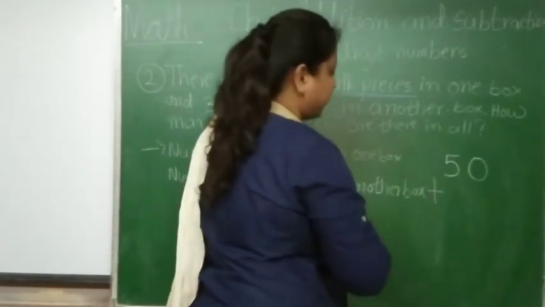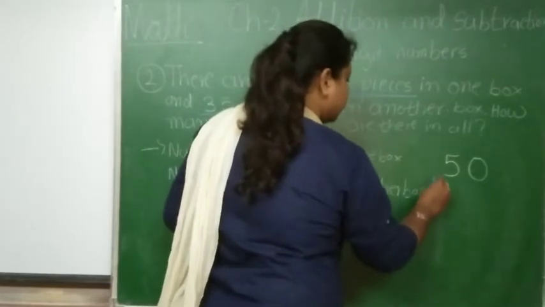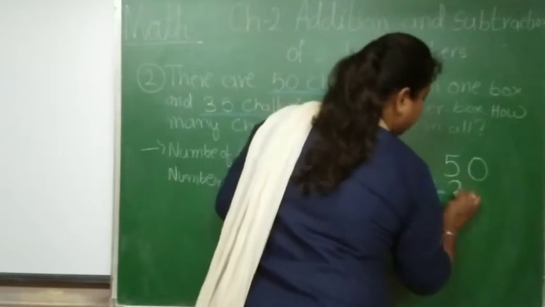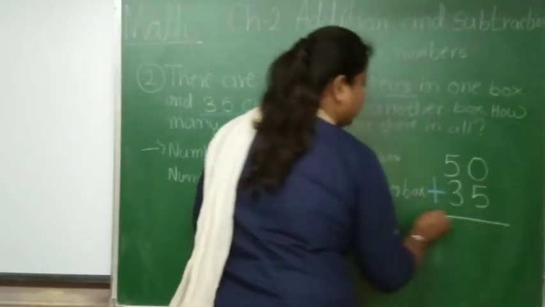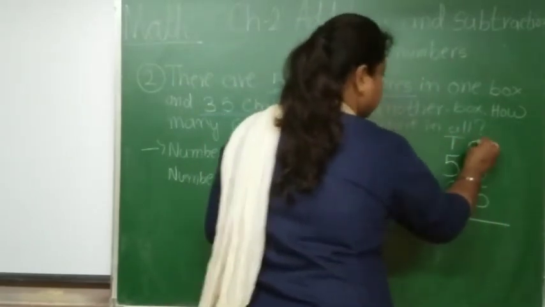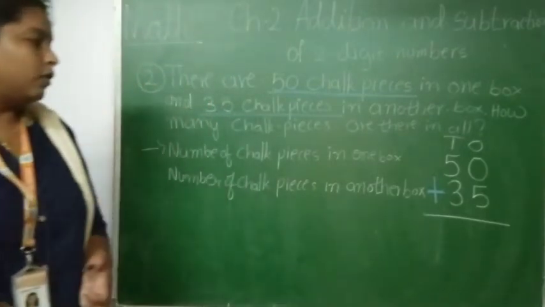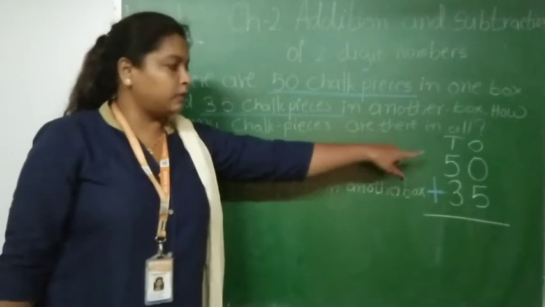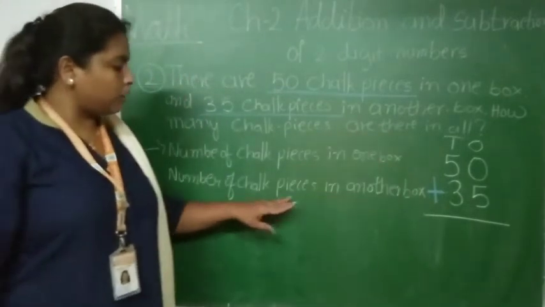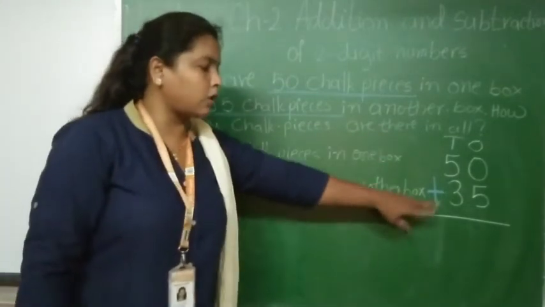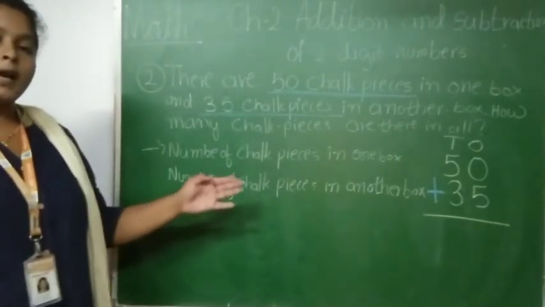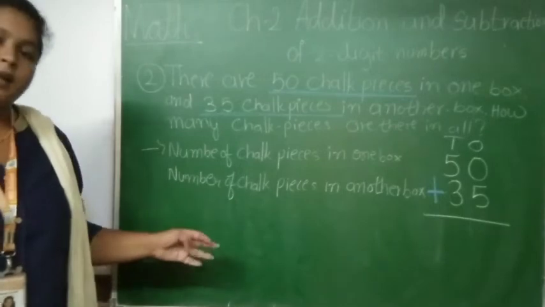So we have to do addition over here, right? So we will write the numbers 35. So we will write 3, 5, 35 over here, and yes, tens and ones is mandatory to write here. Okay. So number of chalk pieces in one box, that is 50. Number of chalk pieces in another box, that is 35. Now what we have to do? Now we will add and afterwards we will write the answer.